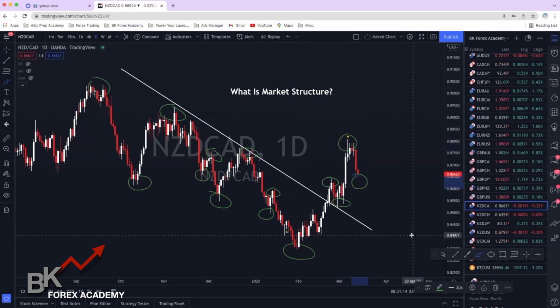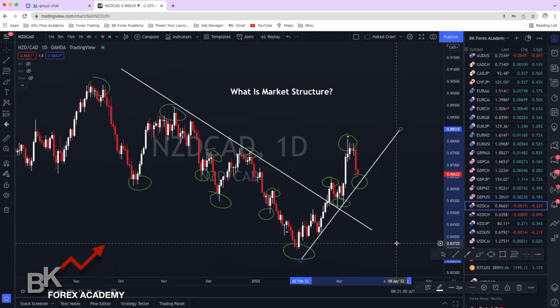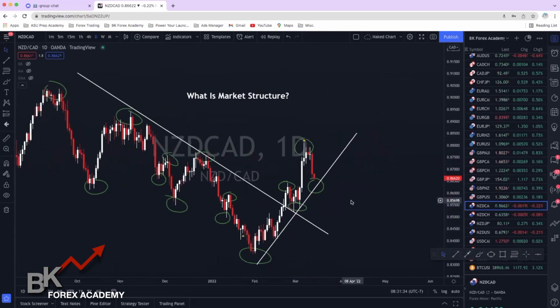Now it's coming back to form support at a higher low. So in this case, what we want to do, after the structure has been broken, is switch our bias from a bearish bias to a bullish bias, because now the market has shifted and it's going the opposite direction, okay? So once we have our trending structure and we change our bias, we're no longer thinking bearish, because the price has now shifted to an uptrend.